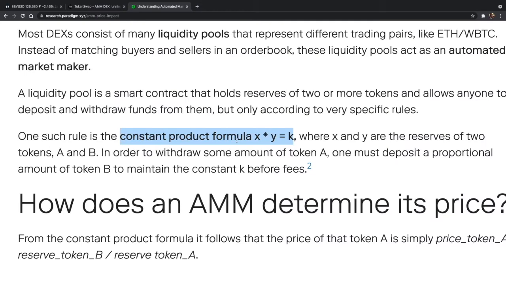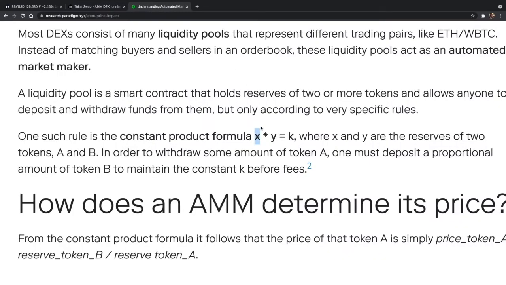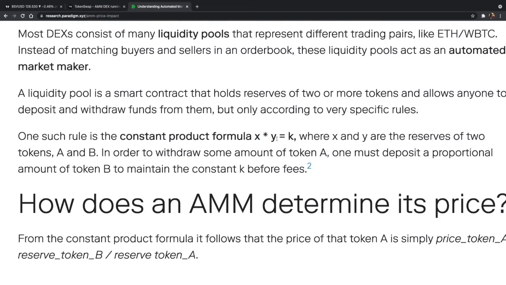You have to think of it this way, okay? X is BSV and Y is TSC. For the sake of making it simple, the BSV is on this side, call that X, and on the right side you have TSC, USDT, MC, BOX, and OVTS. That can be Y. Okay? And they will have to equal K. Assuming K has to be a constant number, these will change.